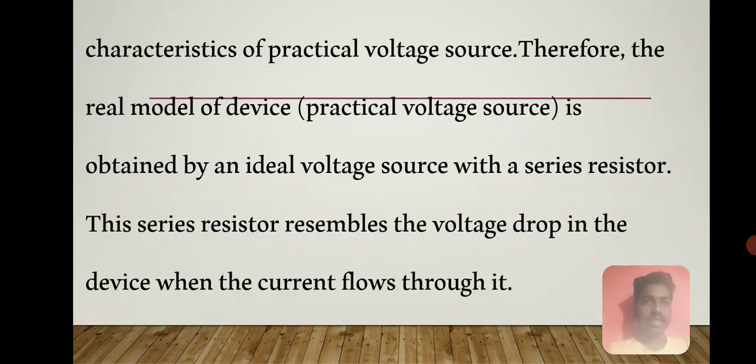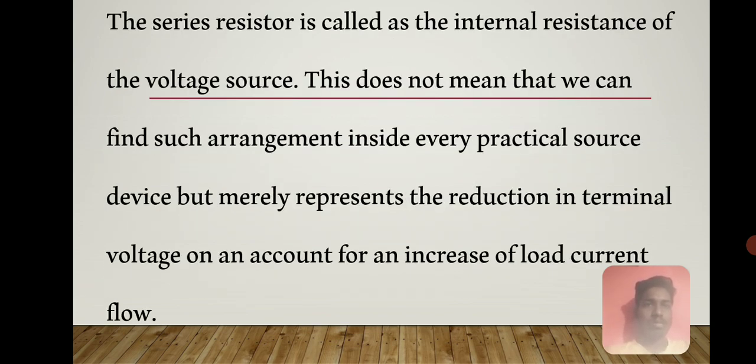And next, characteristics of a practical voltage source. Therefore, the real model of the device is obtained by an ideal voltage source with a series resistor. This series resistor represents the voltage drop in the device when the current flows through it. The series resistor is called the internal resistance of the voltage source. This does not mean that we can find such an arrangement inside every practical source device, but it merely represents the reduction in terminal voltage on account of an increase in load current flow.